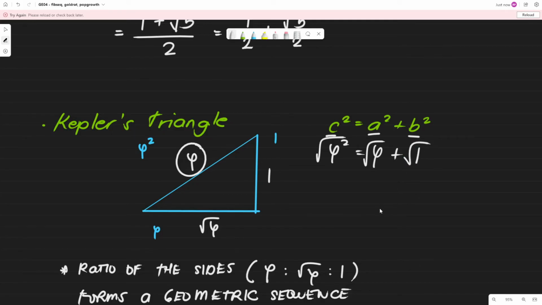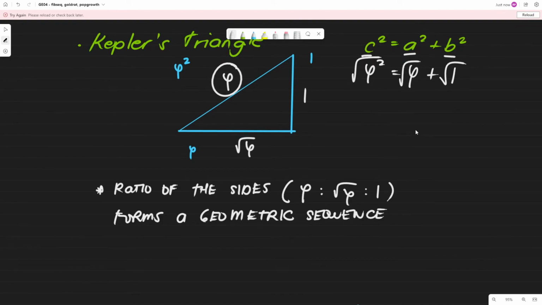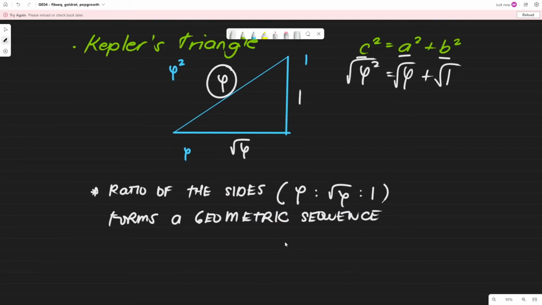Okay, so another fun fact is that the ratio of the sides of the Kepler's triangle, that is c, square root of c, and 1, is actually a geometric sequence. So I'll leave it up to you guys to determine what is the common ratio of the geometric sequence. You will learn this later in the next topic, yung geometric sequence natin. How are we going to compute this? Or what are we going to use to compute this? So yun, that's the golden ratio.